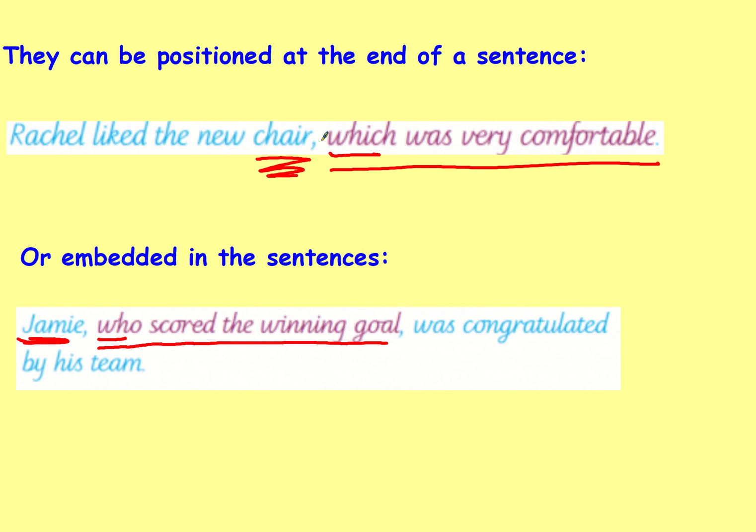Remember, you must include your commas. Okay, so if it's at the end of the sentence, you just need it before, but if it's in the middle, you need it either side. And, very important this one, if I get rid of my relative clause, the sentence, the main clause, needs to make sense on its own. If it doesn't make sense on its own, then I've not done it correctly.